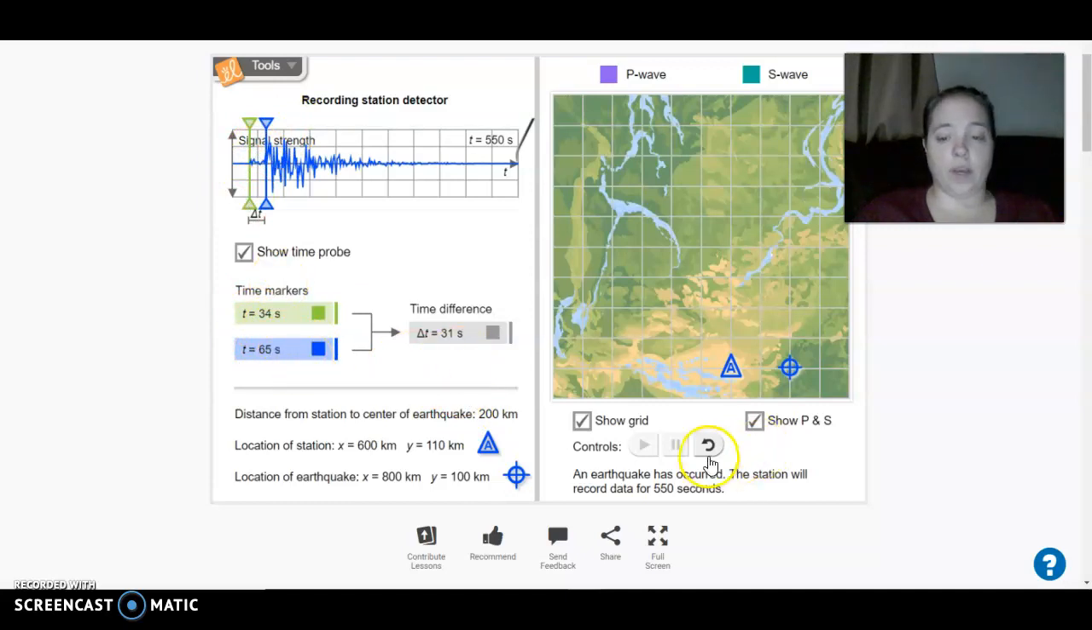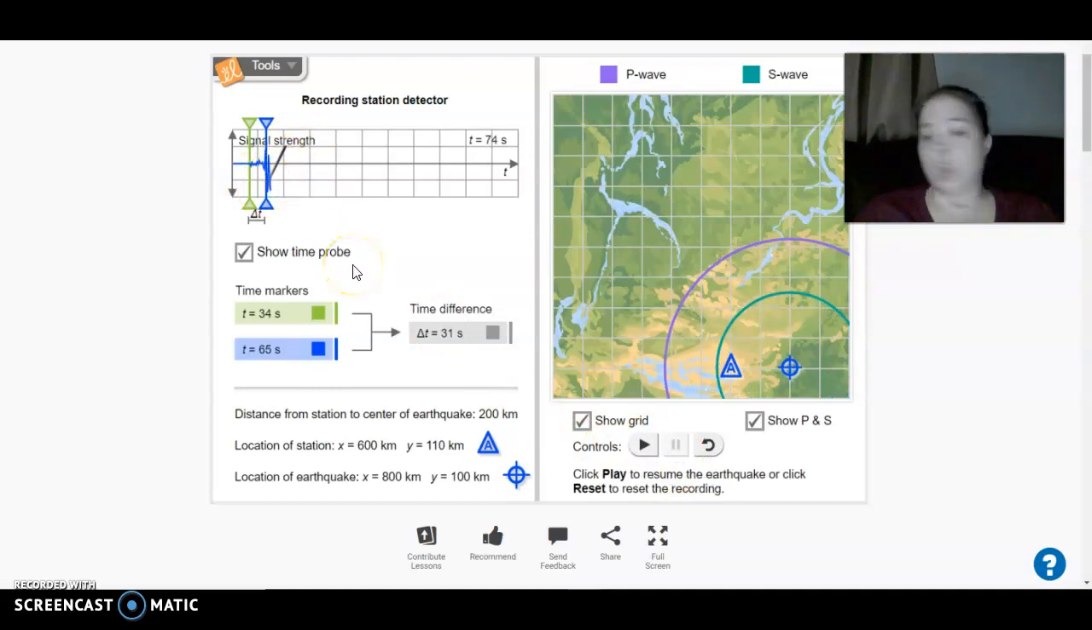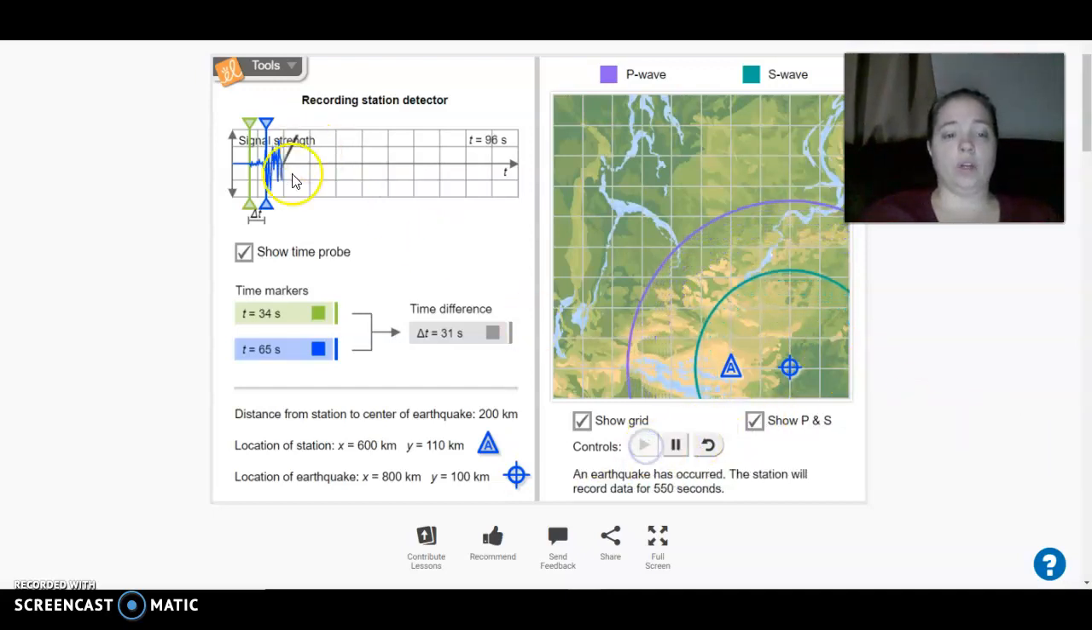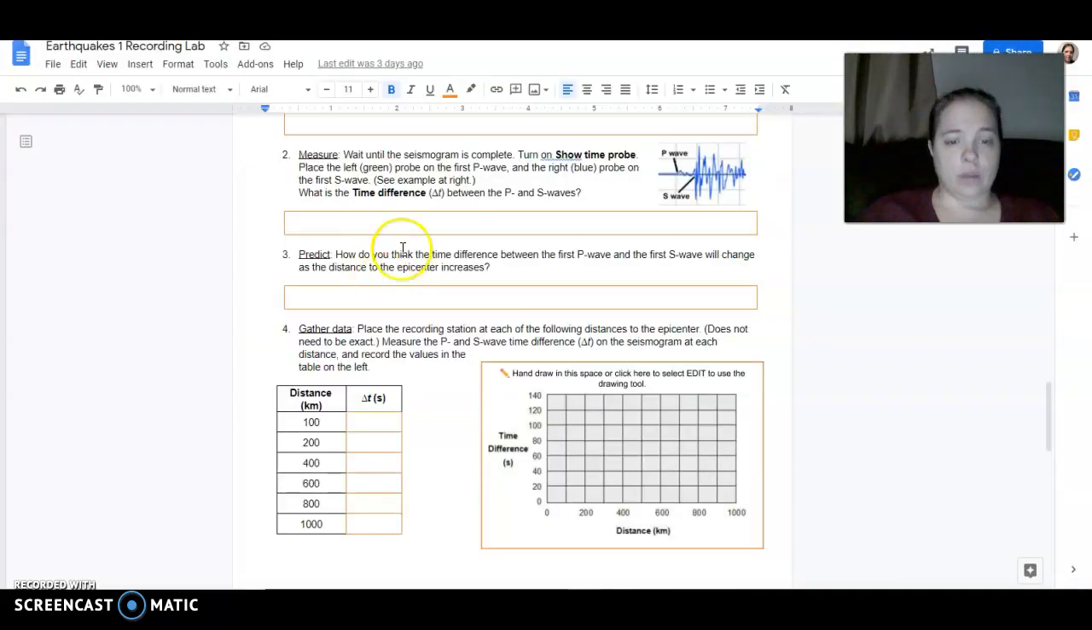If it went too fast, you can always click reset and click play, pause. You know it's there. Play, pause. Right about there. I'm good. That's one way, just like the play, pause, play, pause. That way you can get a really good recording of everything.